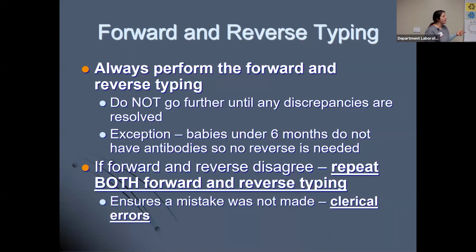There is an exception with forward and reverse typing on all of your patients, except when you are doing cord blood testing on a newborn or a venous sample on a newborn that is less than 6 months of age. They only get forward testing. So you'll only do anti-A, anti-B, anti-A,B, and then when we add on the RH, you'll do that. The reason for that is because babies will not build antibodies until about 6 months of age, so we can't get an appropriate back type on those patients until 6 months.